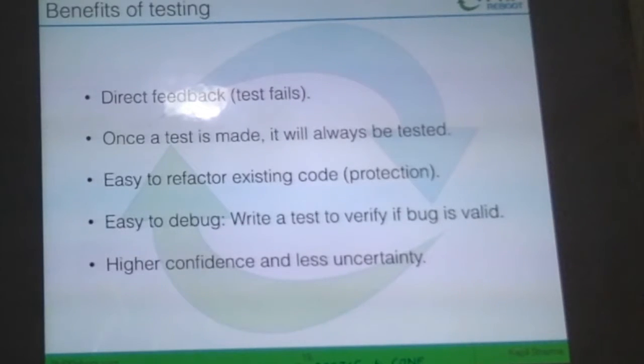It's easy to change the existing code. If I have code which is properly covered with unit tests, and I need to refactor or change that code, it's very easy. As soon as I make any changes and my test fails, I will immediately know there is a problem. It's easy to debug. If I write a test to verify whether a bug is valid or not, debugging becomes really easy. Most of the time, we use echo or print_r. If you ever think of writing such a thing, write a test.